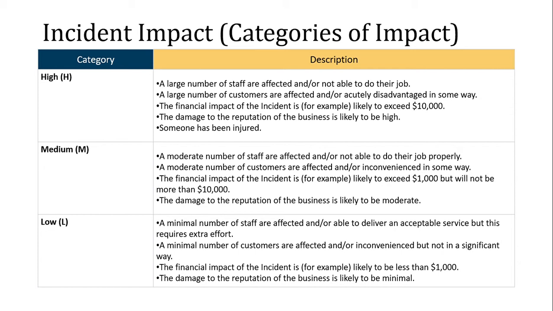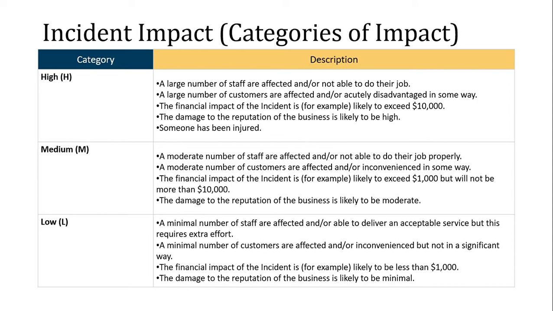The financial impact of the incident is, for example, as I told you, exceeding $1,000, but will not be more than $10,000. Got it? If it is more than $10,000, you should consider it as high. The damage to the reputation of the business is likely to be moderate. See, when it is high, the reputation will go immediately. In medium, it will go, but gradually. I mean, we will have a longer time span for that.